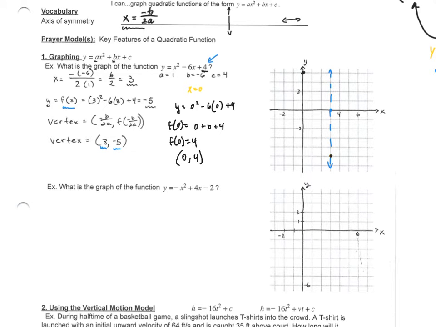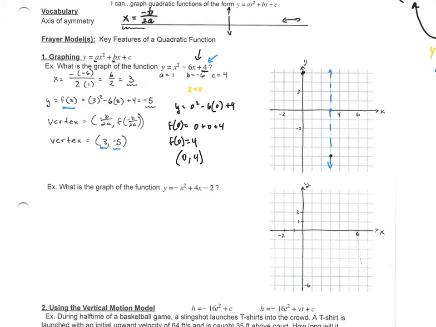And we've already covered my vertex, and plug in a number between 0 and 3 to help me out. So right here, if I pick one of those values, I'm going to go with 2. Why not?